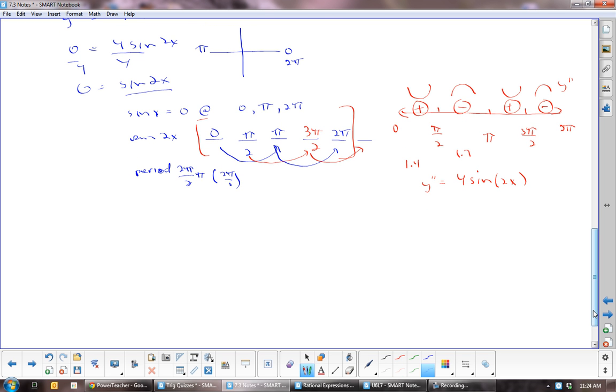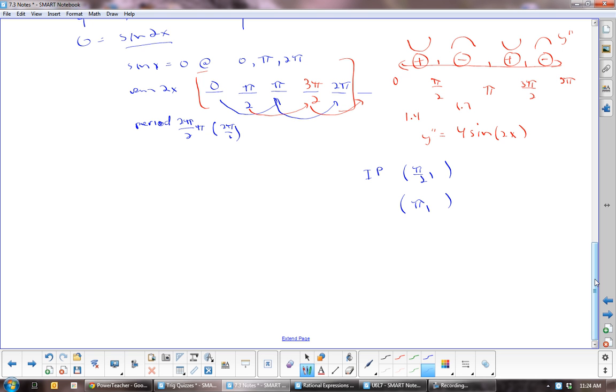Okay, so we have inflection points at pi over 2, comma something, pi, comma something, and 3 pi over 2, comma something. And again, we're not going to check 0 and 2 pi. They're out of our domain. And make sure we're plugging this into negative sine 2x, not into anything else. Again, the answers kind of make sense. You are getting 0.